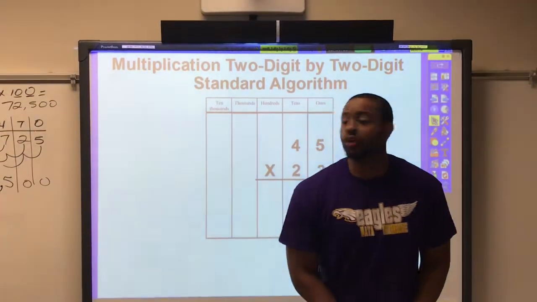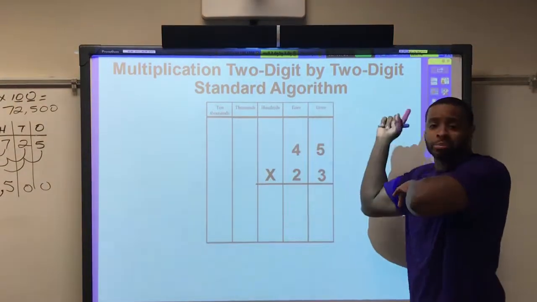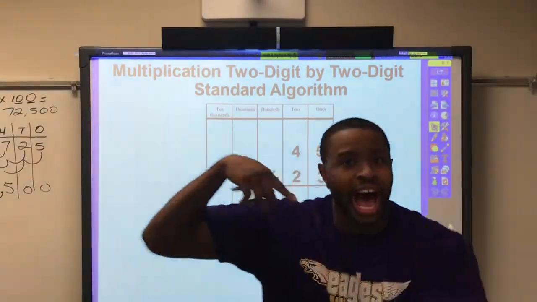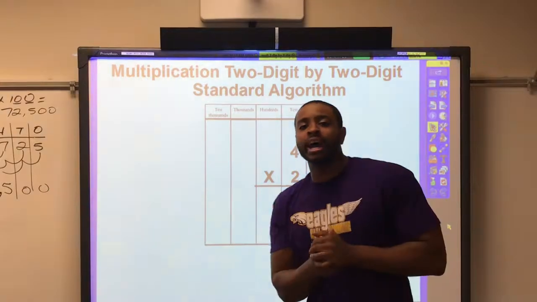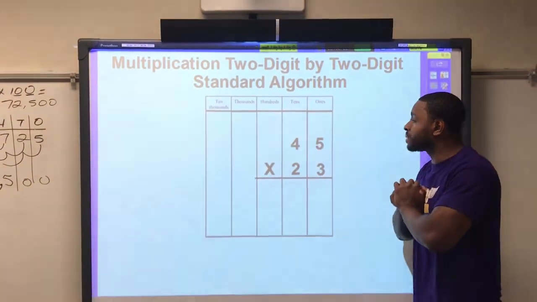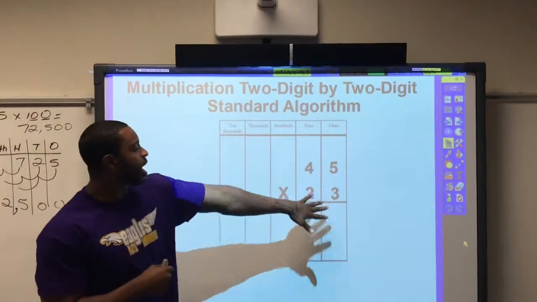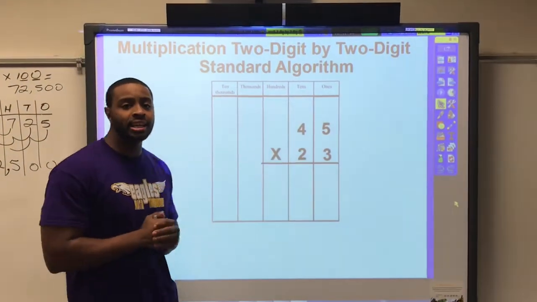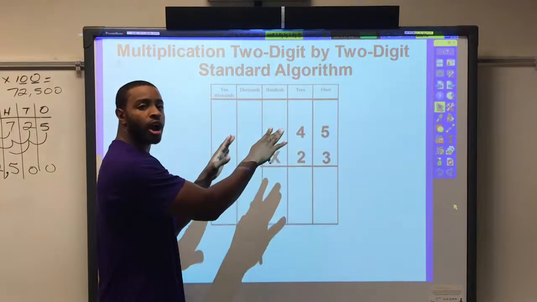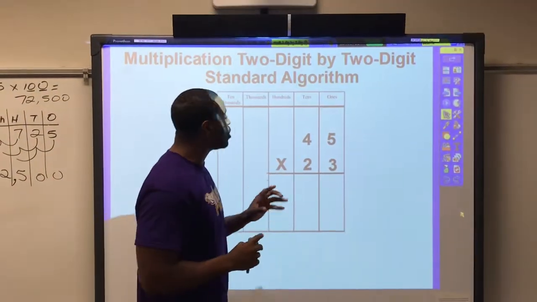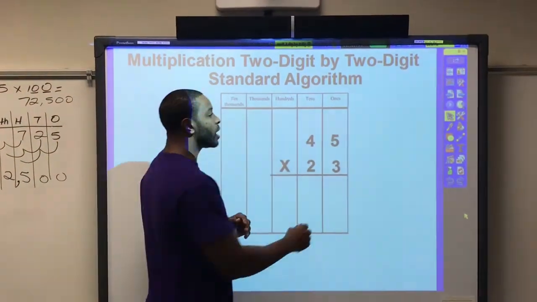Today the lesson is focused on multiplication, 2-digit by 2-digit, the standard algorithm. Okay, so what we got here, we have our multiplication problem: 45 times 23. Right here, 45 times 23. What we went ahead and did was put that on a place value chart so we can break down how to multiply this problem. Okay, here we go.